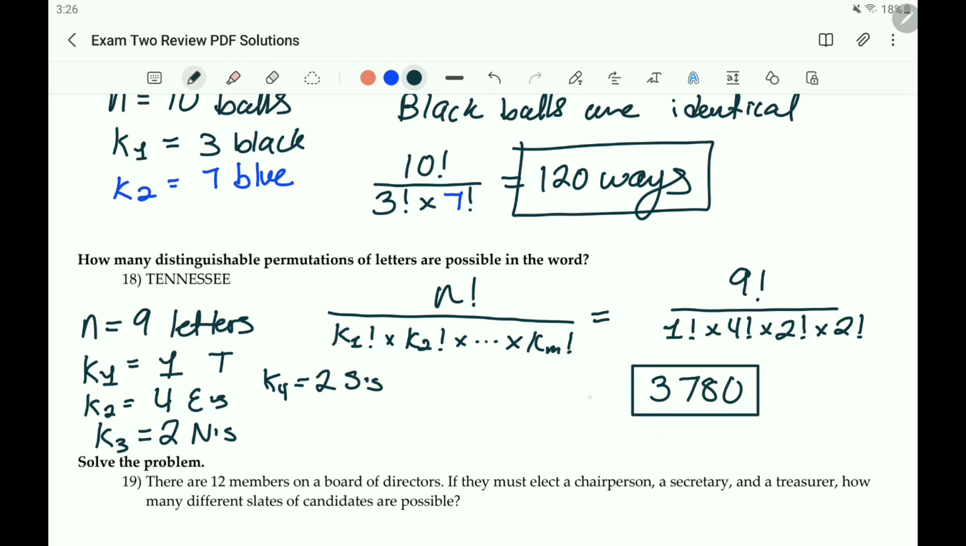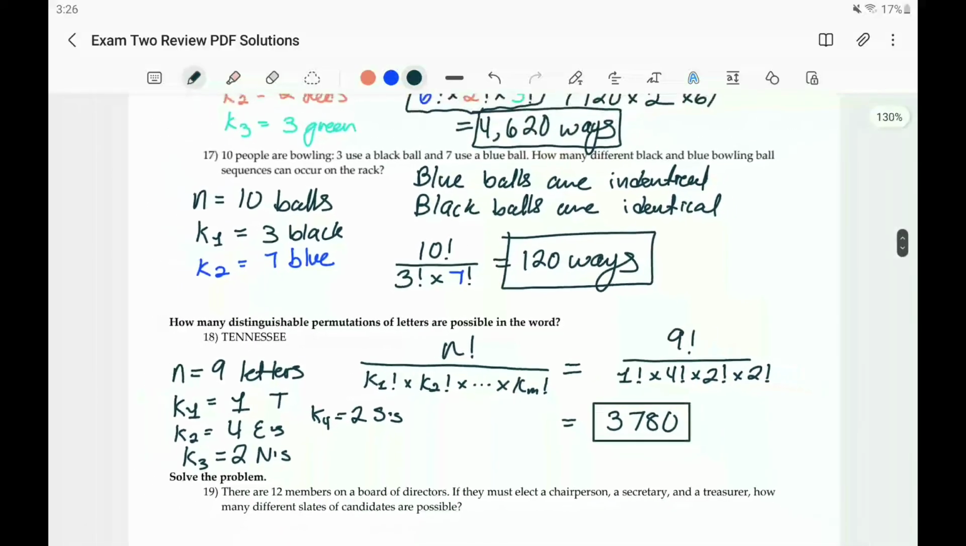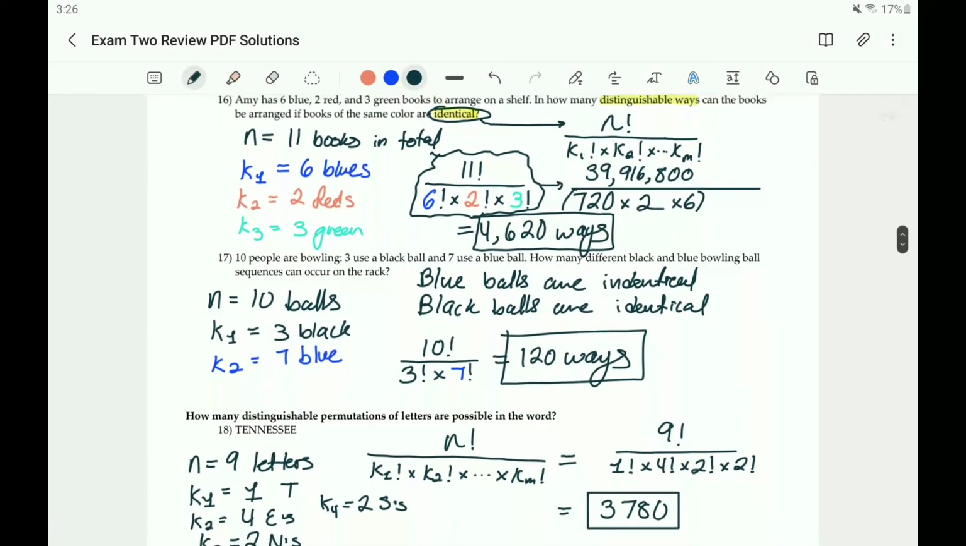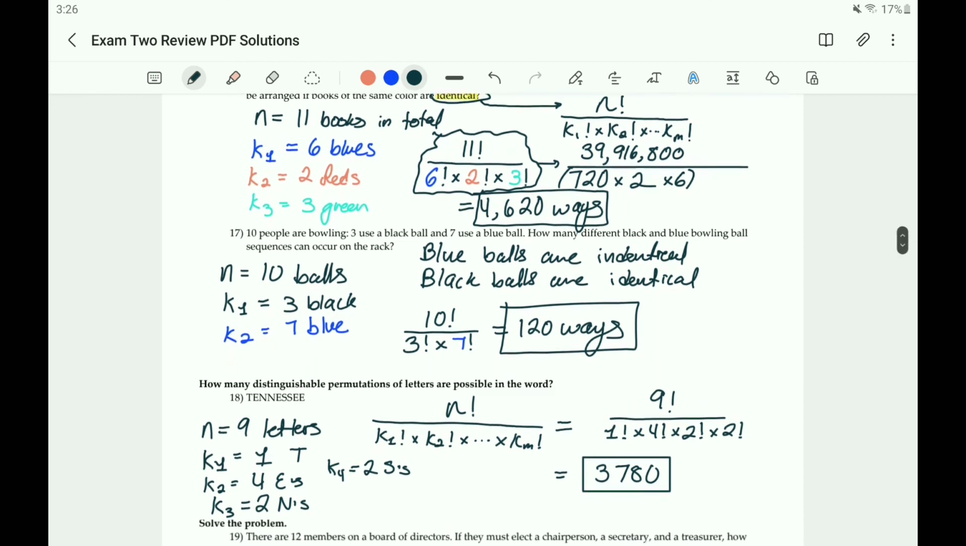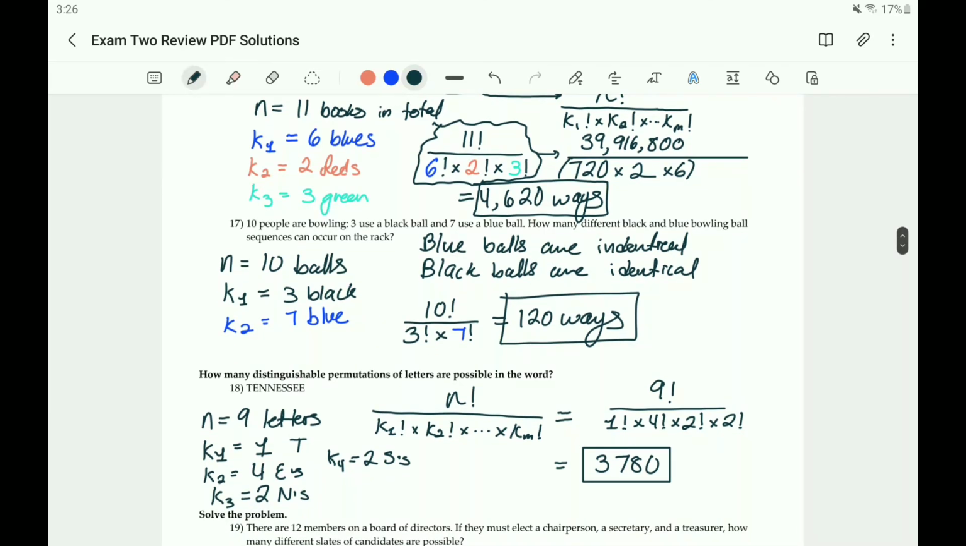Now, do not confuse this with a regular permutation. This is a distinguishable permutation, a permutation when objects are considered alike or identical. Let's zoom out so we can see everything. So once again, for number 16, the books of the same color are considered identical. For number 17, the bowling balls are in terms of color, blue and black. The blue balls are identical. The black balls are identical to each other. And for number 18, the letters in the word Tennessee, if they repeat, they are considered identical.